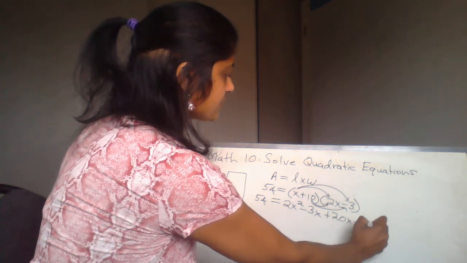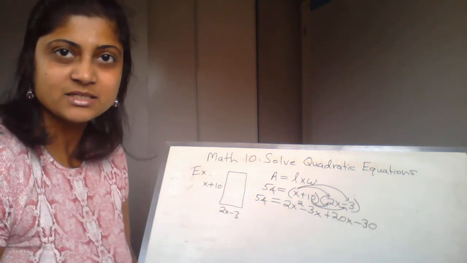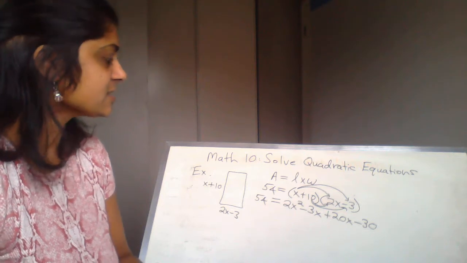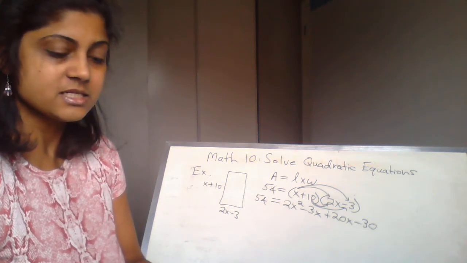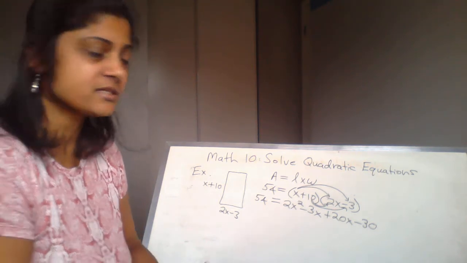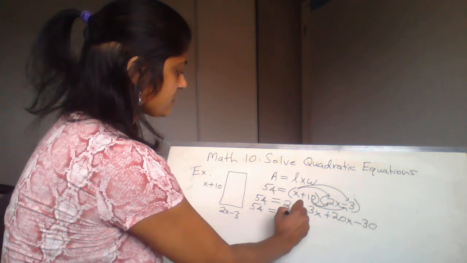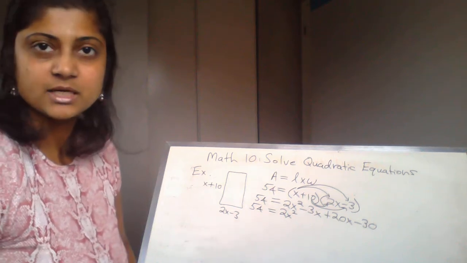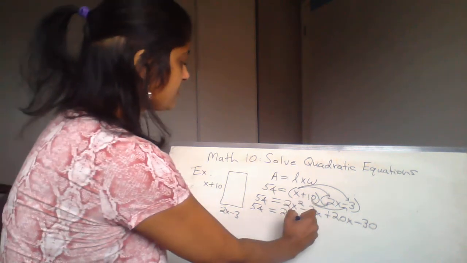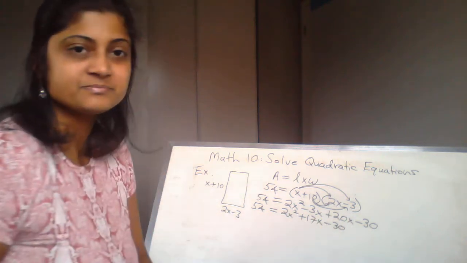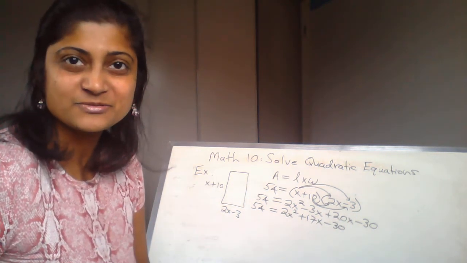So I can see that the numbers are kind of big here, but don't worry about that. We are just going to collect the like terms together and try to simplify everything first. So I'm going to put 54 equals 2x squared. We're going to do negative 3 plus 20, positive 17x, minus 30. Is everyone with us so far there?